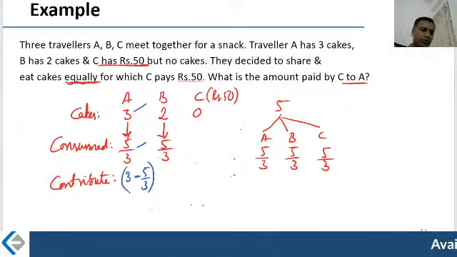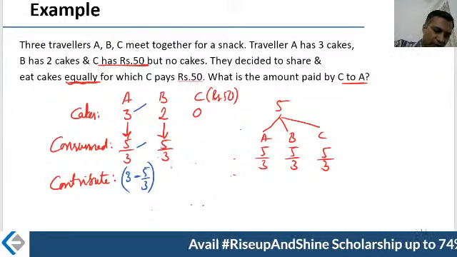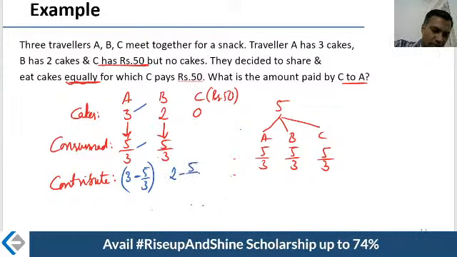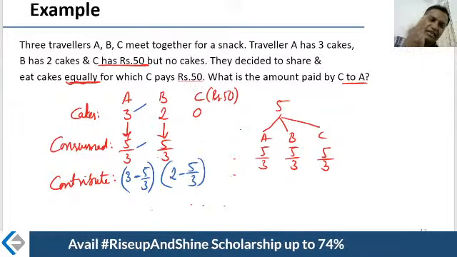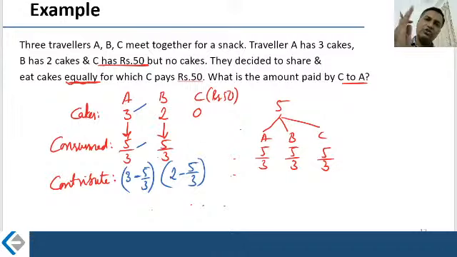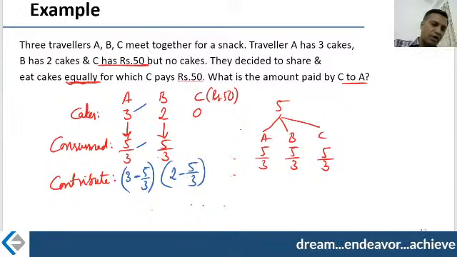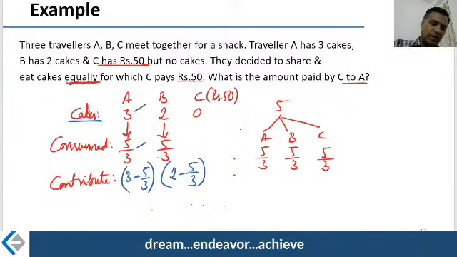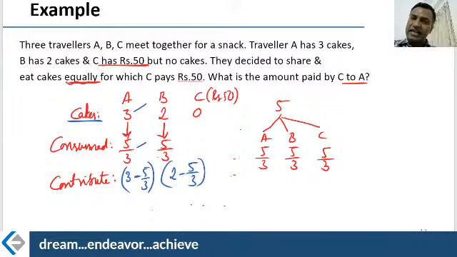Similarly, what did B contribute, friends? B contributed 2 minus 5 by 3. This is the number of cakes contributed by A and B, which I wrote in brackets. In fact, C is going to give the money in the ratio of contribution, not in the ratio of what they brought. These are the number of cakes they brought. He is not going to fall for that. He is going to distribute wisely in the ratio of what they contributed.